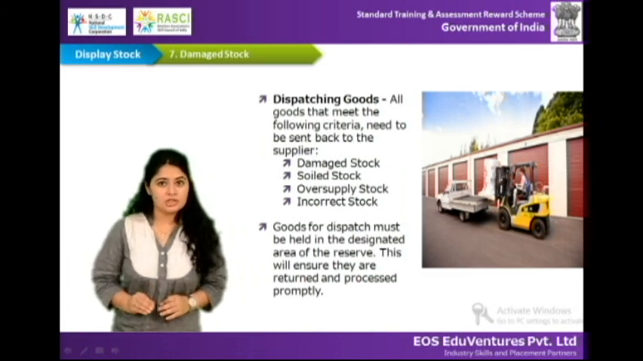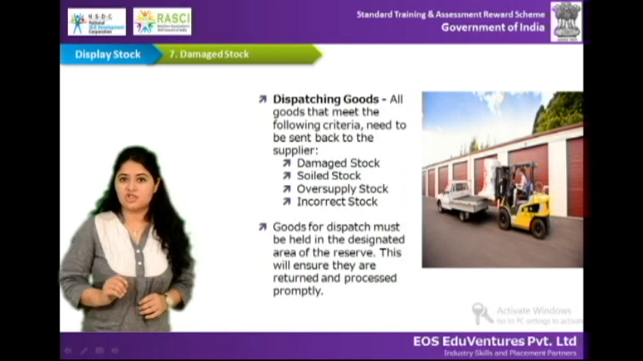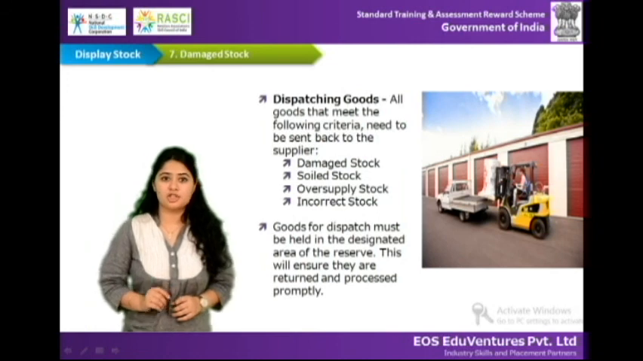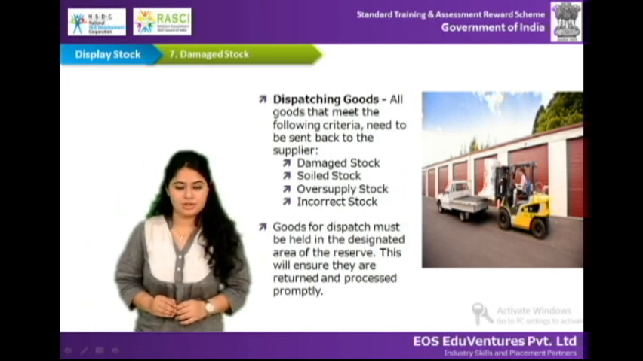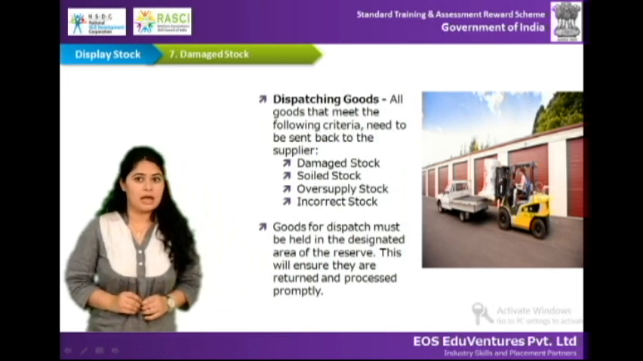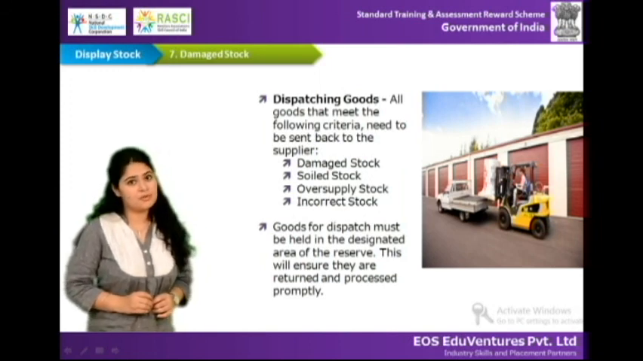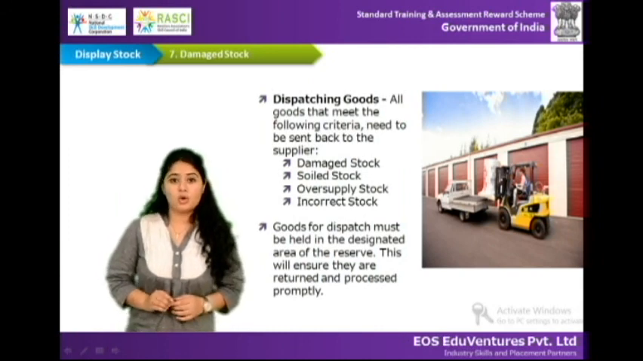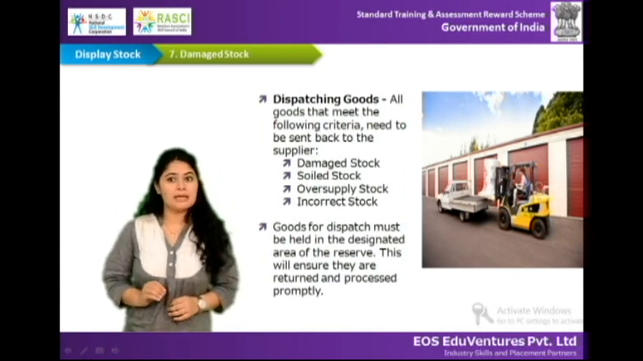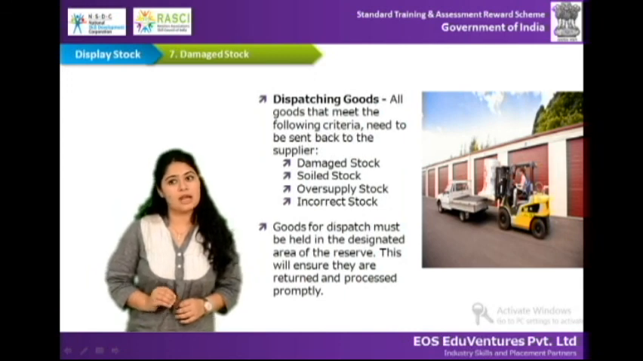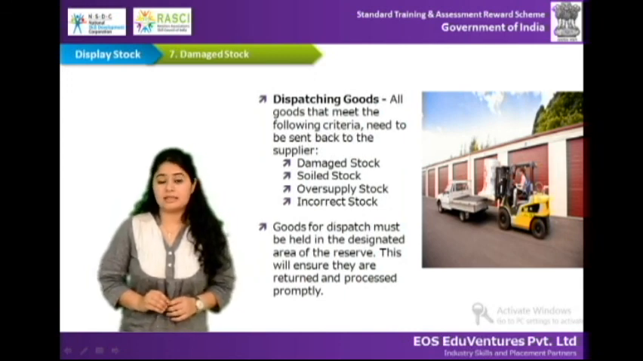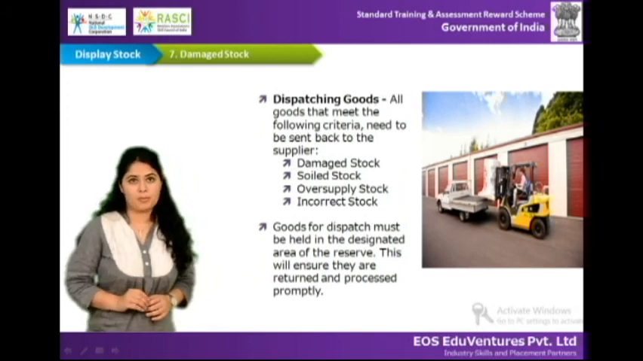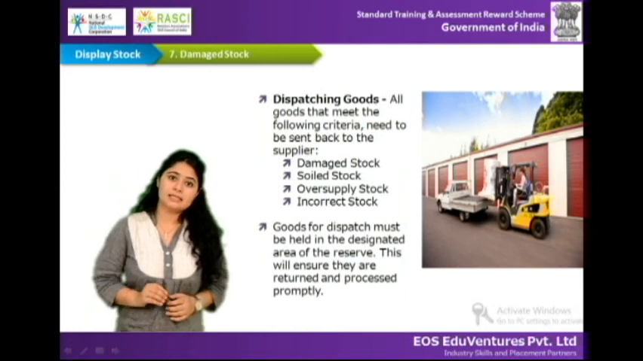Complete a credit request form. Check that the document has been completed accurately. Ensure that the name, address, reason for return, pricing and special delivery instructions are mentioned on the package. Goods for dispatch must be held in the designated area of reserve. This will ensure that they are returned and processed promptly. This entire process is the dispatching of stock.